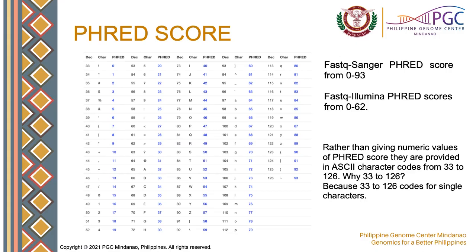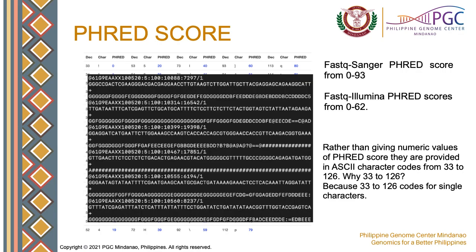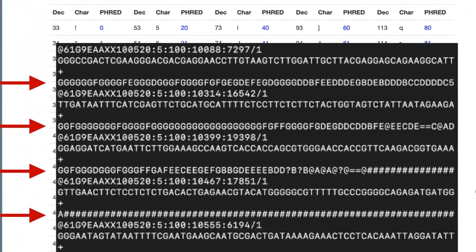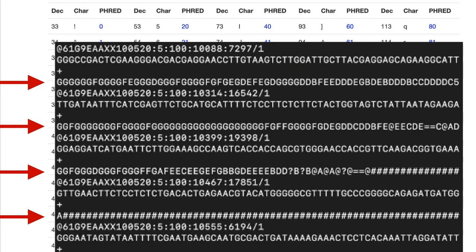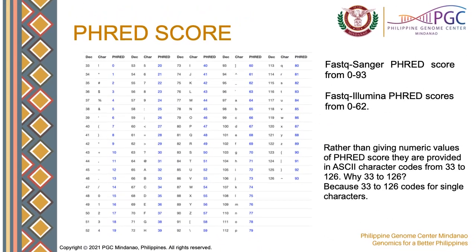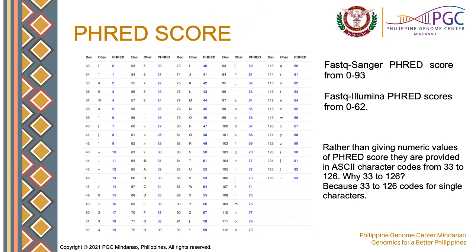Now, if the Phred score is a number from 0 to 40, why don't we see numbers in line 4 of the FASTQ file shown earlier? That is because rather than giving numeric values of Phred score, they are provided in ASCII character codes from 33 to 126. Now why 33 to 126? Because 33 to 126 codes for single characters.